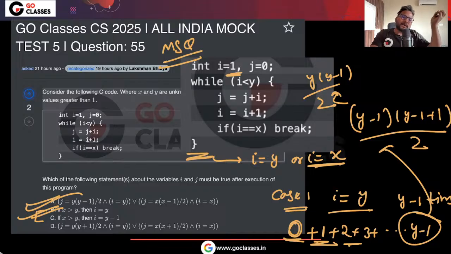Yeah, you can take an example of smaller numbers, that is fine, and then you can check it. But yes, this is the way to solve. If you are not getting how to solve it like this, this is one way to solve. You can definitely do it.